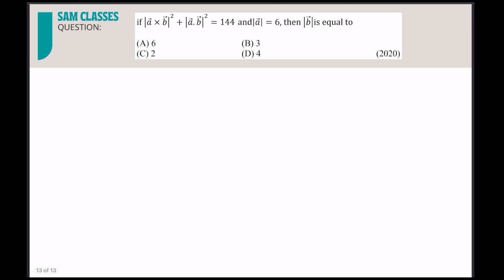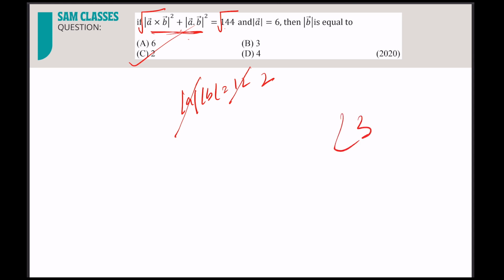Now again, same thing we have to find. This is given, we already know this is equal to how much? If you just put a square root, it will be 12. And what is mod A mod B? It is equal to 12. So directly, what is mod A? It is equal to 6. So mod B is equal to 2. That's it. Clear? See, you solved a 2020 question in less than 3 seconds, students.